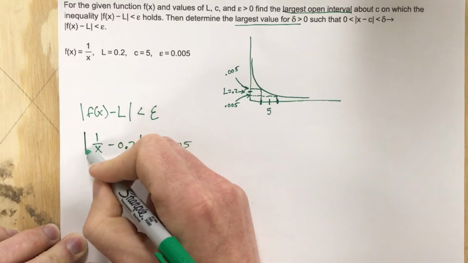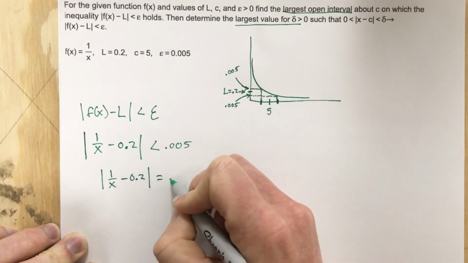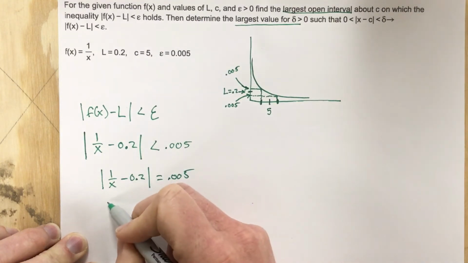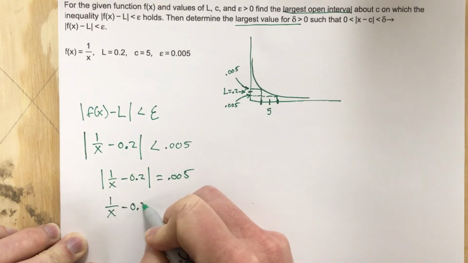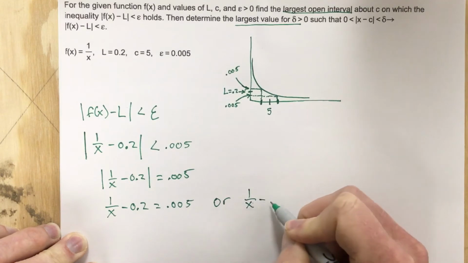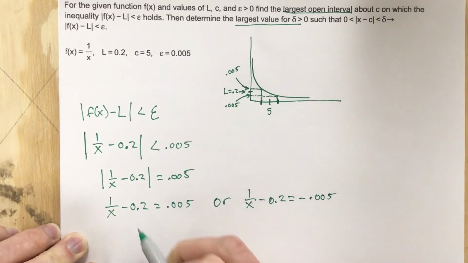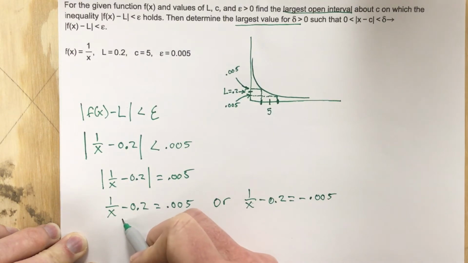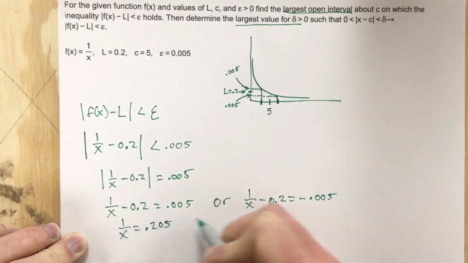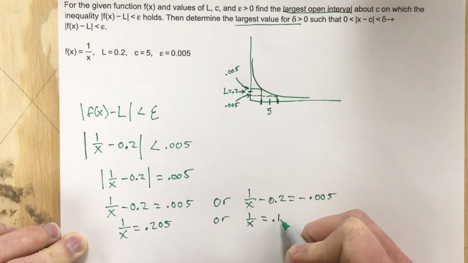I always like to start these absolute value inequalities by setting the absolute value of 1 over x minus 0.2 equal to 0.005, and at the end I'll use the number line to deal with the inequality. So that's 1 over x minus 0.2 equals 0.005, or 1 over x minus 0.2 equals negative 0.005. Add the 0.2 over, and you end up with 1 over x equals 0.205, or 1 over x equals 0.195.